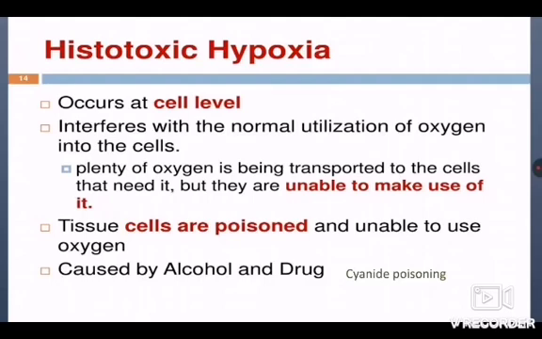Here, more oxygen will enter into the lungs. At the same time, more oxygen will travel to the tissues also. But the tissues will not be able to take up this oxygen which is delivered to them because they are already poisoned with something else like alcohol, drugs or cyanide.